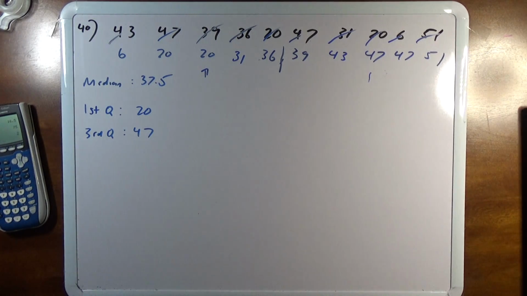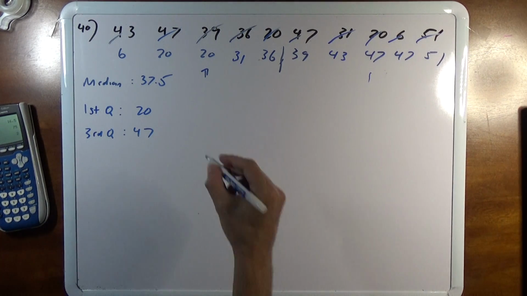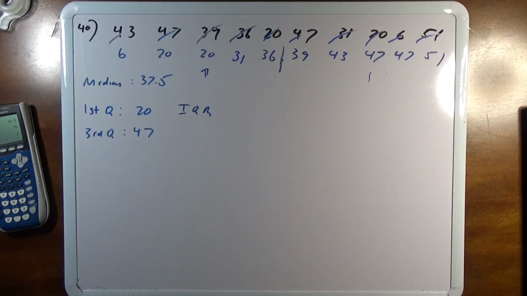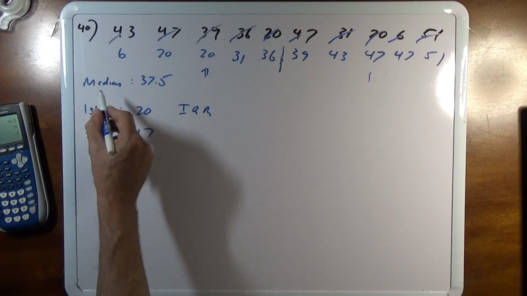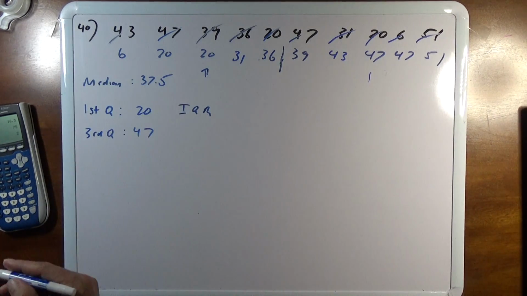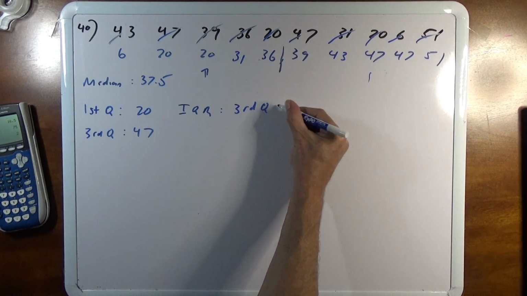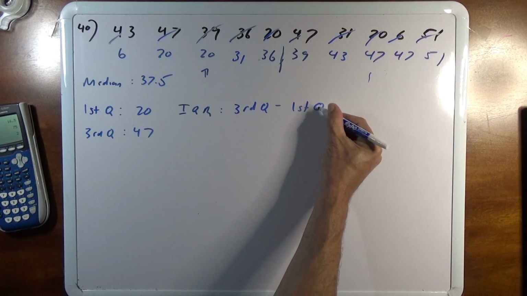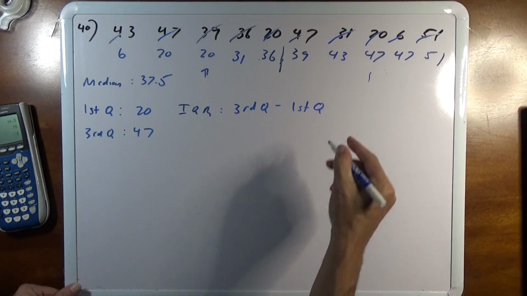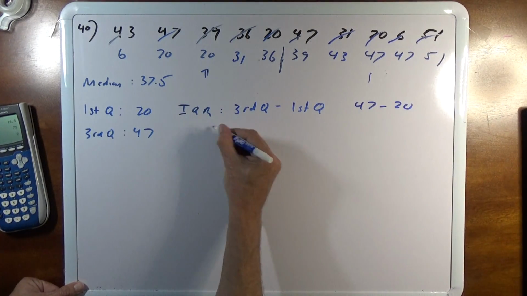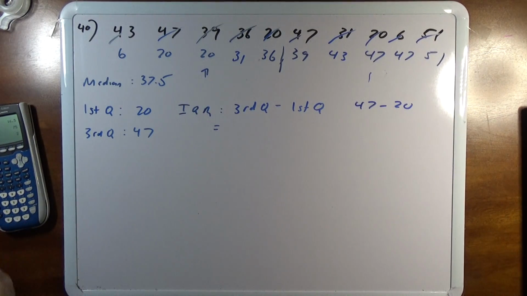And then IQR, did it ask for the median? No, it just asked for the range and the IQR. So we don't need the median to calculate that. I'll leave it off. The IQR is the third quartile minus the first quartile, 47 minus 20, or 27.